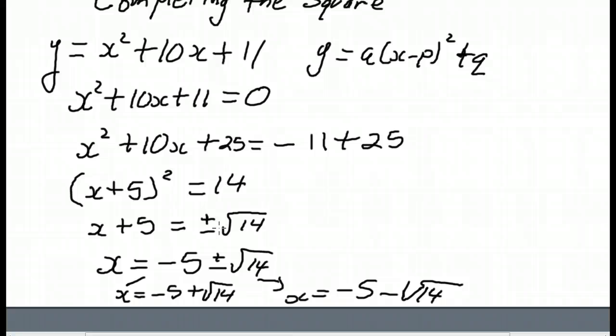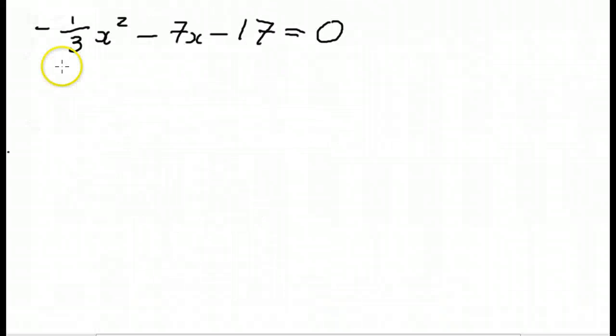Okay, we're going to come back and we'll do a couple more of these. If we don't want an exact value, if we need a decimal, you can just plug this into your calculator to work it out. And often remember that it depends on the context of the situation. Okay, here's another one. Negative 1/3 x squared minus 7x minus 17 is equal to 0. Quadratic equation means equal to 0.